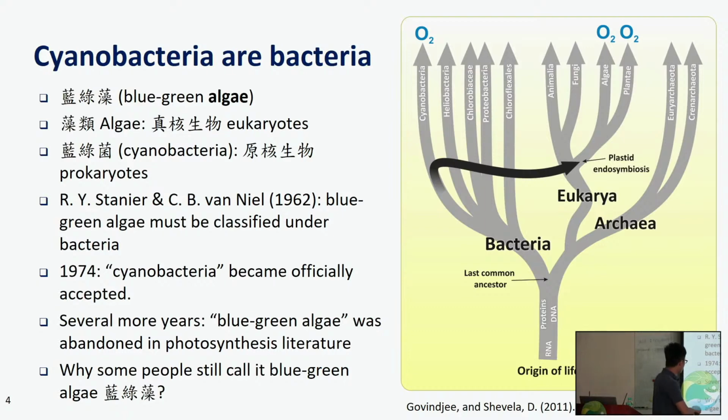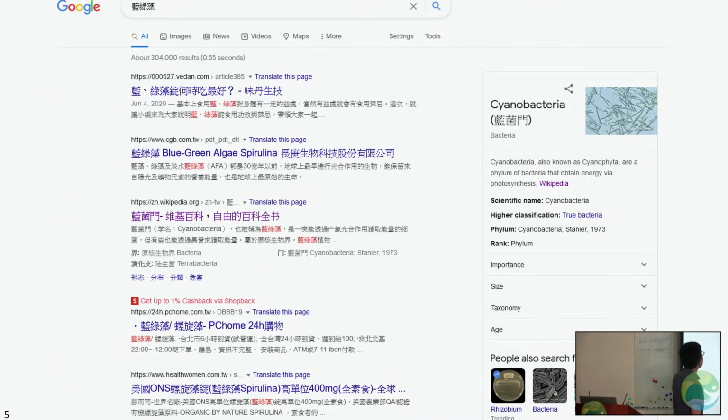So let's go back to here. Why do some people still call it blue-green algae? Why do they still call it 蓝绿藻? Okay, so I did a search on Google, and when I type 蓝绿藻, and probably you can also do that.